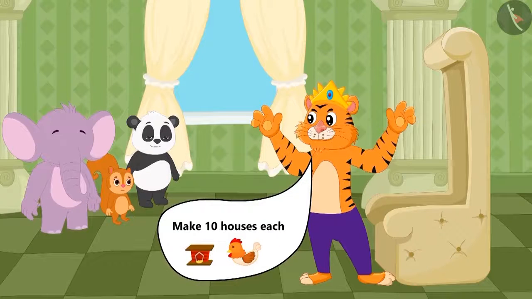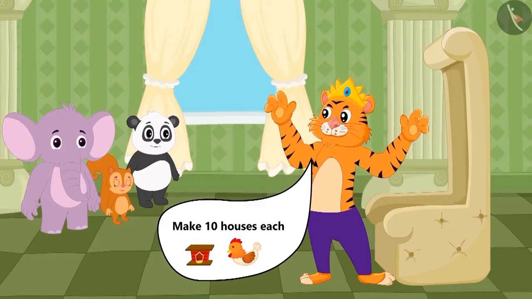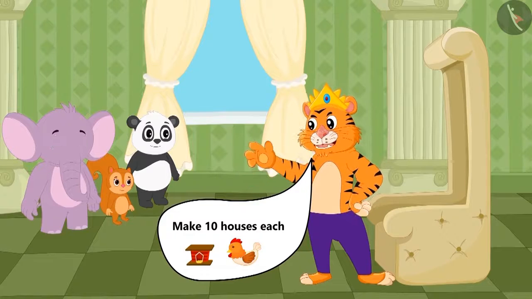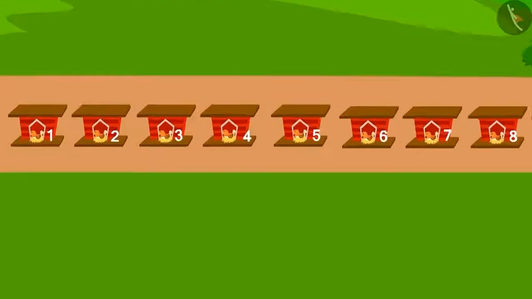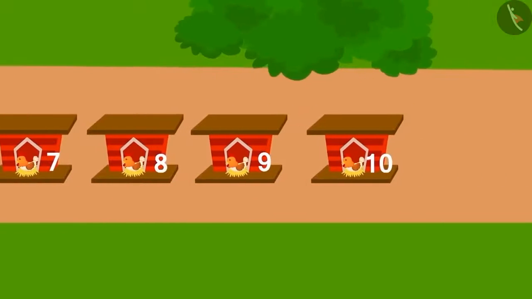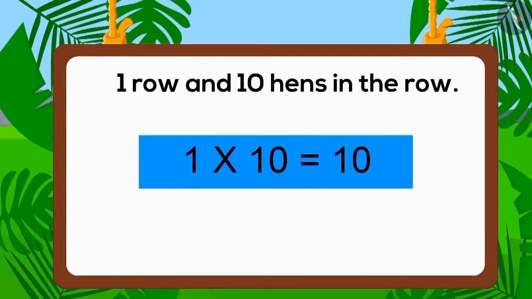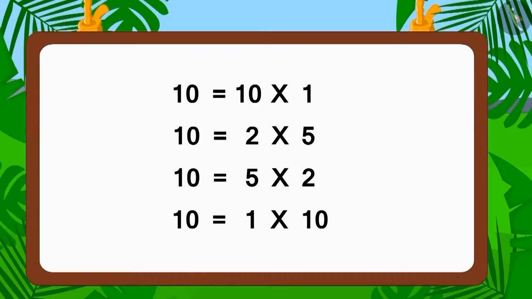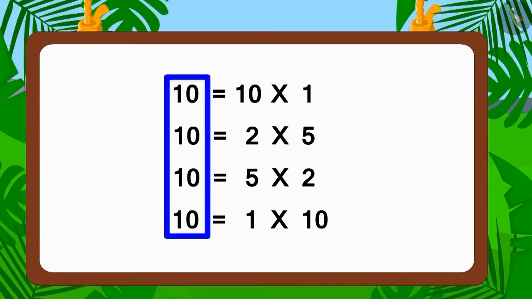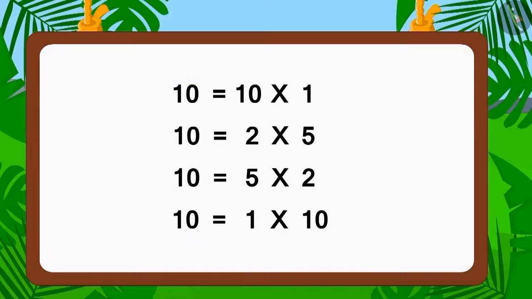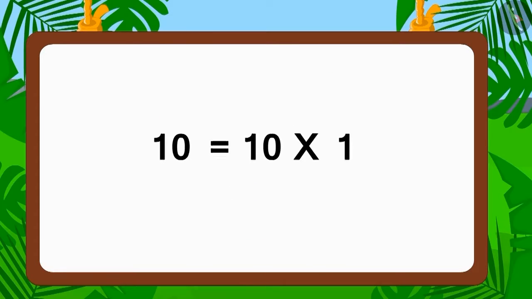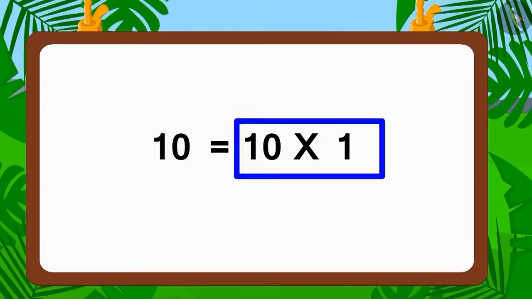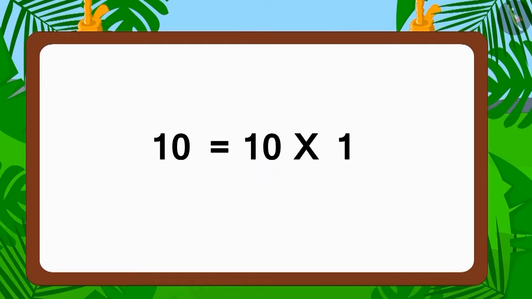Children, as per the conditions stated by the king, can you build the house for hens in any other way? Absolutely right. We can build the house for the hens by placing 10 hens in one row as well. Children, if you look closely, then you will find that here we have written 10 as 4 different forms of multiplication. So, this is how we can write any number as a multiplication of 2 numbers.